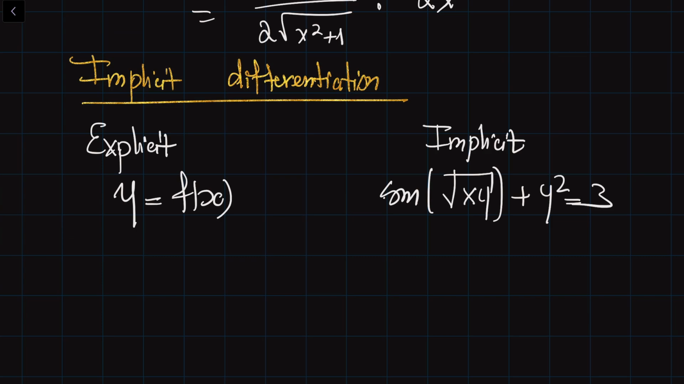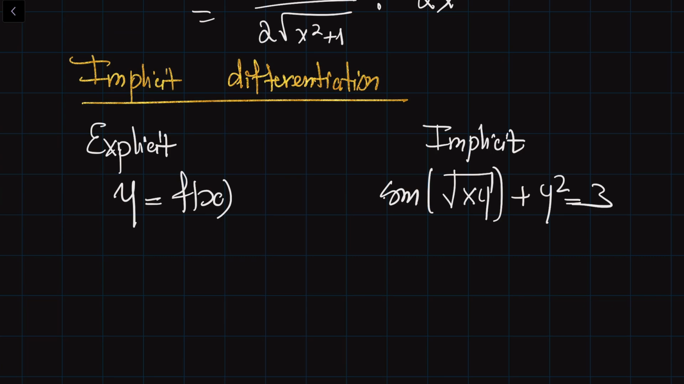But I don't know what the dependency between x and y is explicitly. You know what I mean? So x and y are dependent, but I don't know what y is equal to, f of x. But still, I would like to find y prime, as I wanted to find y prime before. Okay? And we are going to learn how to do this. So this is called implicit differentiation.